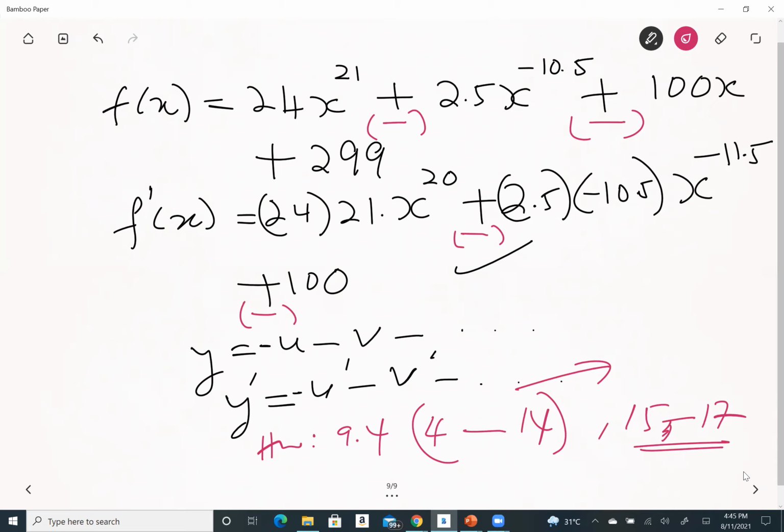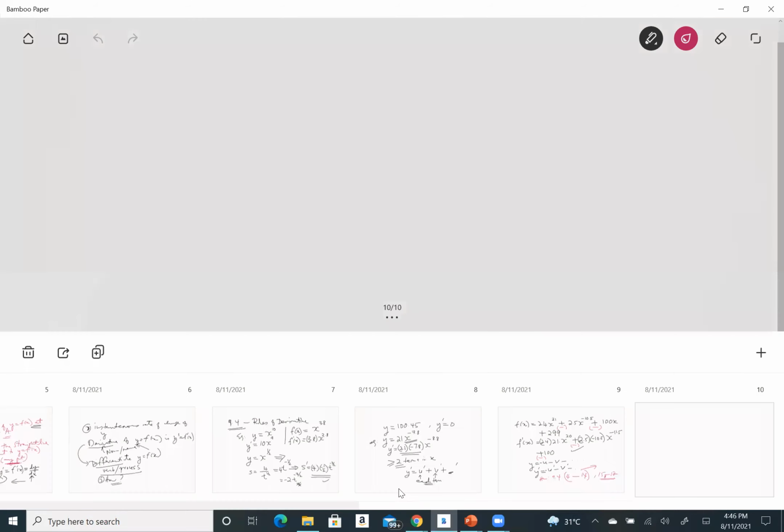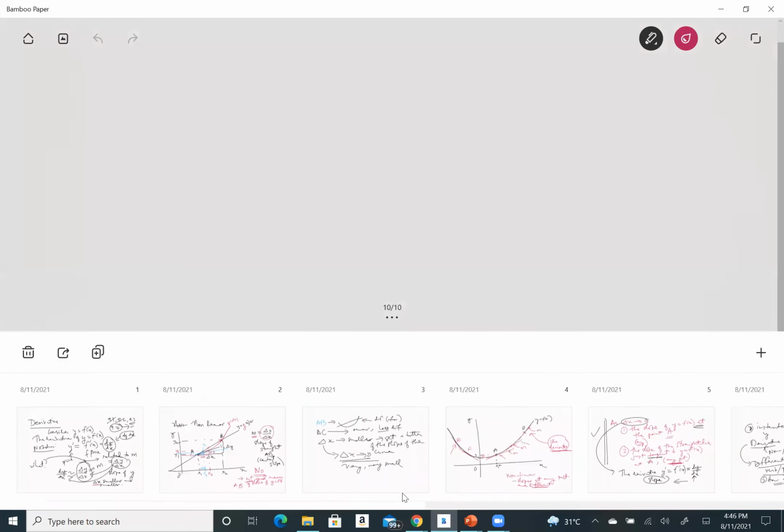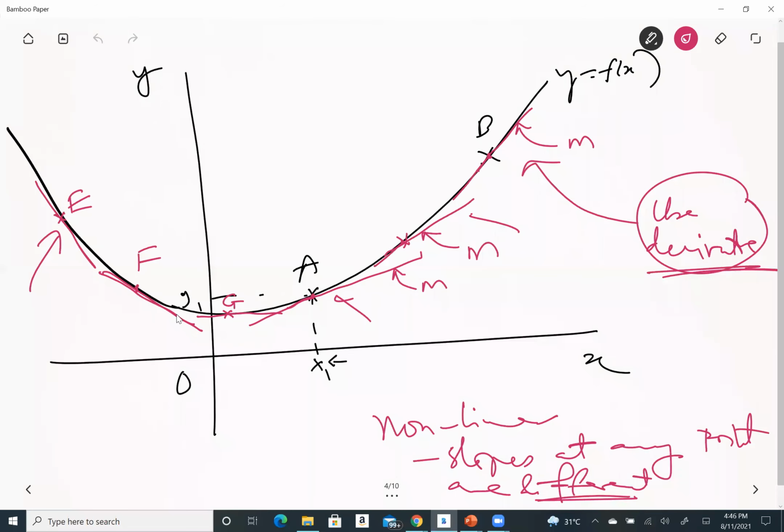Now it is 4:45. I have 5 more minutes. I would like to look at how we use the derivative to get the slope at a point. In other words, this is something that we do as in the graph here, something like this.